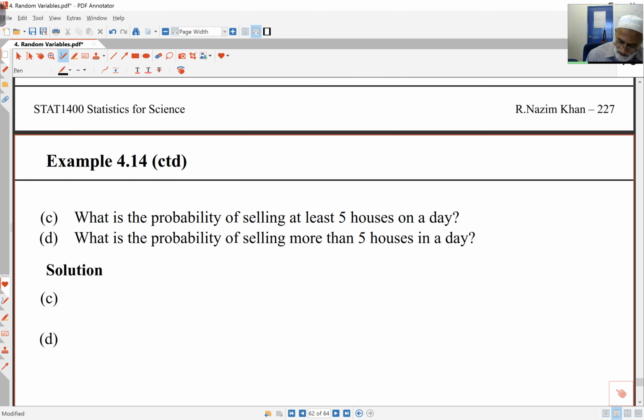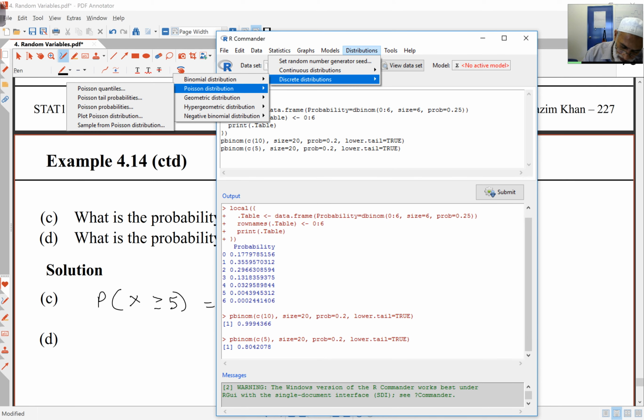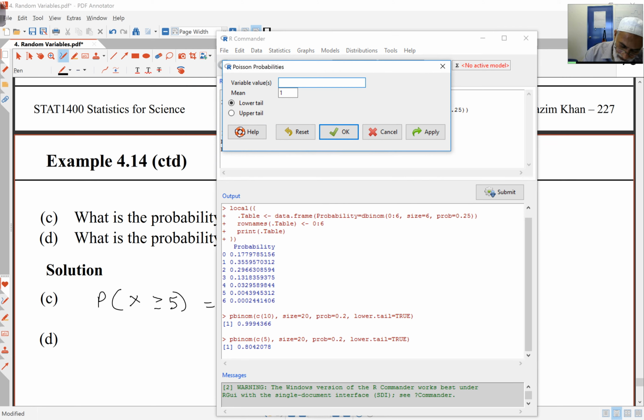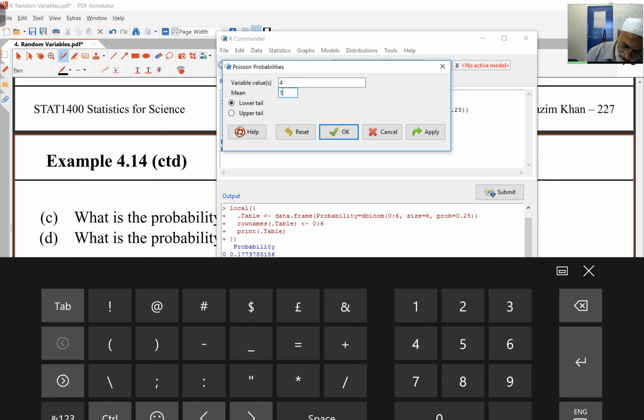Next part says probability of selling at least 5 houses on a day. At least 5 means x is bigger than or equal to 5. So the way we think of this is as the complement. It's 1 minus probability of x less than or equal to 4. So I go to my R command again, and I go distributions. This is discrete and it's Poisson, and I'm looking at tail probabilities. The variable value here, I wanted x less than or equal to 4, so that's what I put in there. And the mean is 1.5.